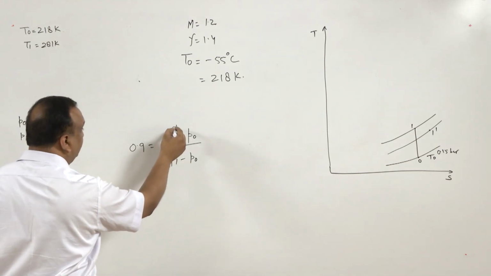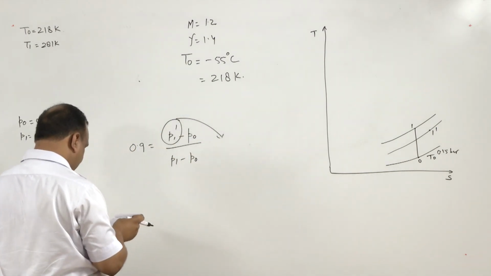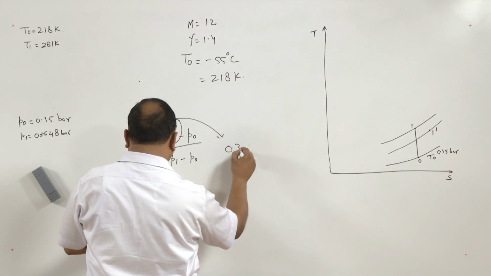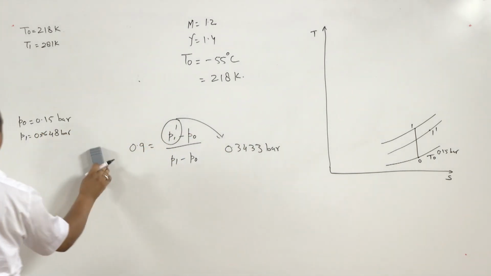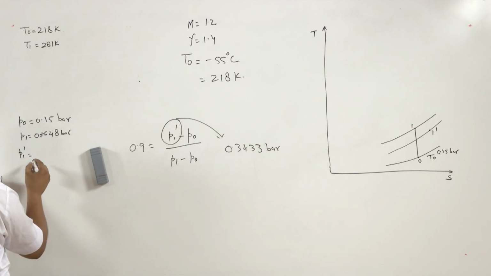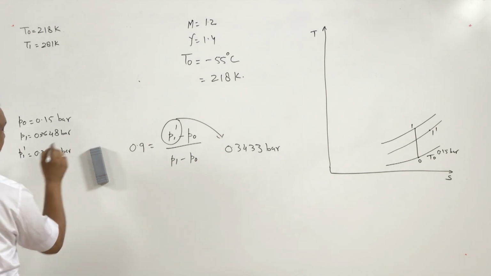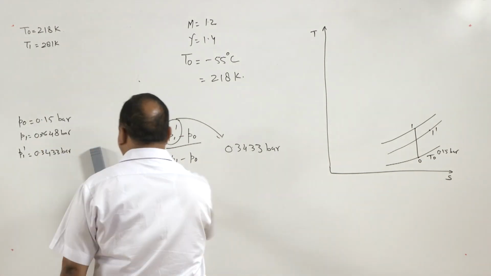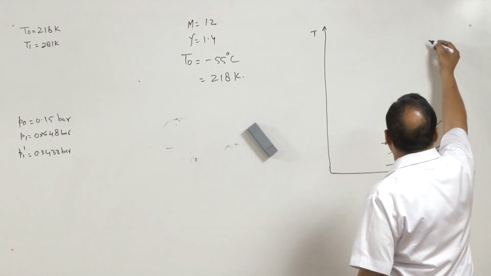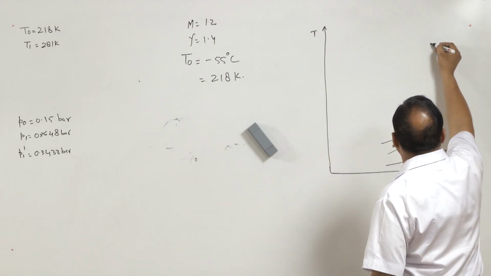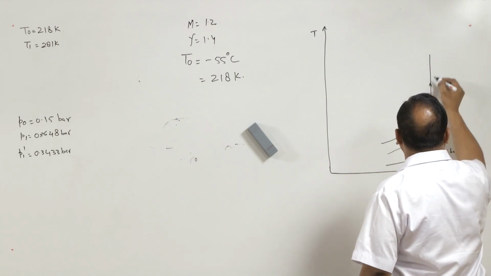This will give us the value of P1 dash, and this value of P1 dash is 0.3433 bar. It is less than P1. So, P1 dash is 0.3433 bar. Now, after finding out the value of P1 dash, compression will take place. Compression will start from P1 dash, process 1 to 2.